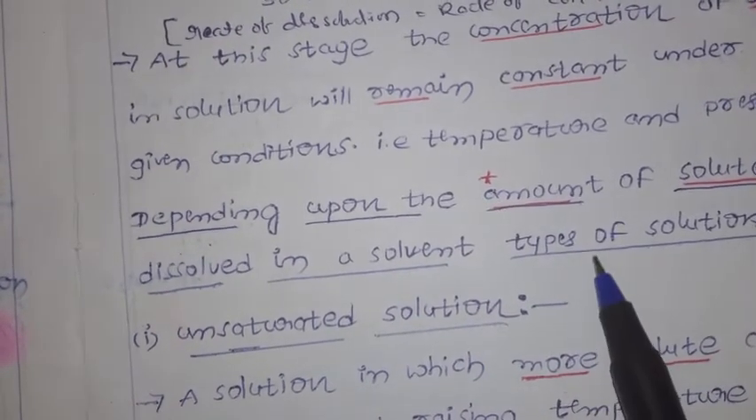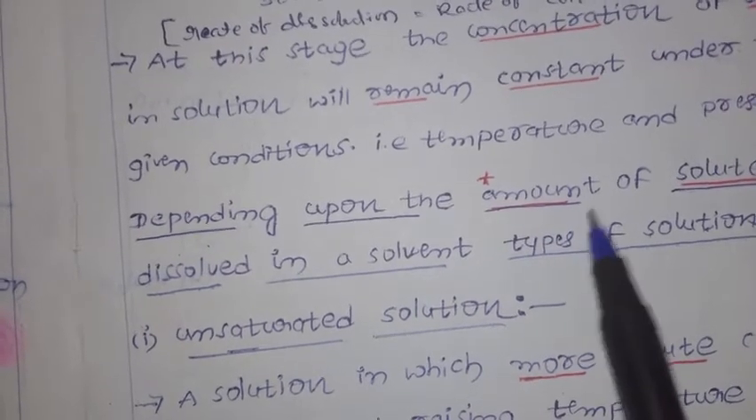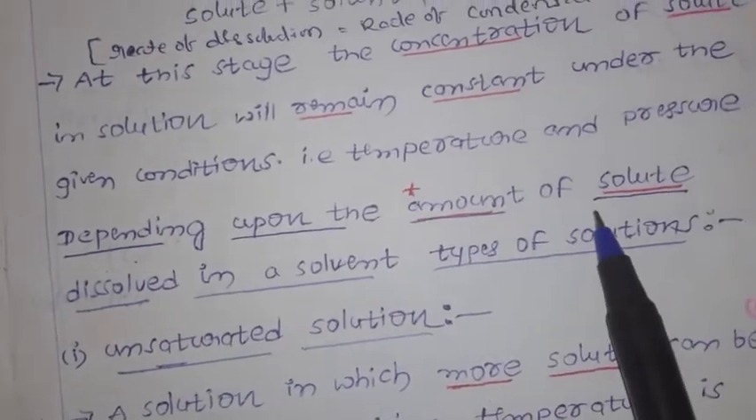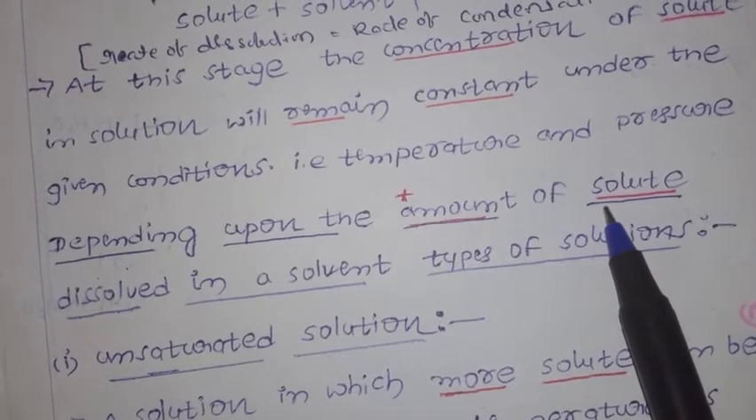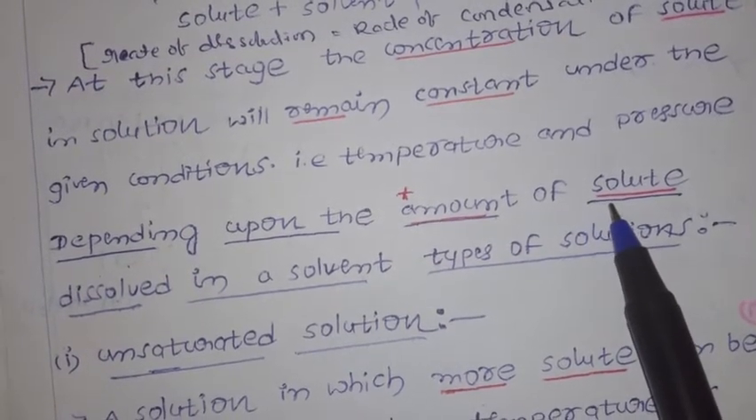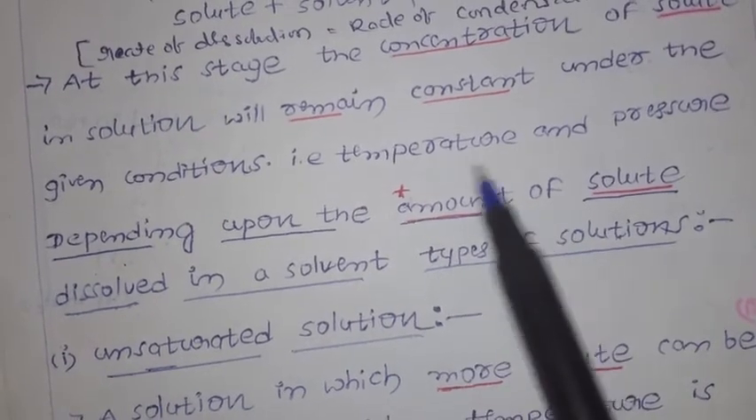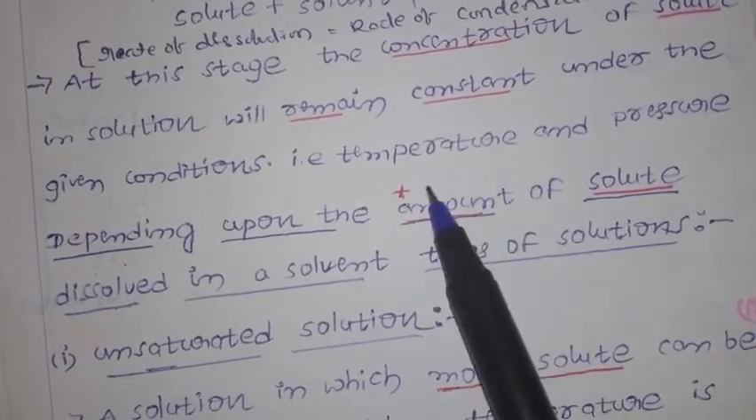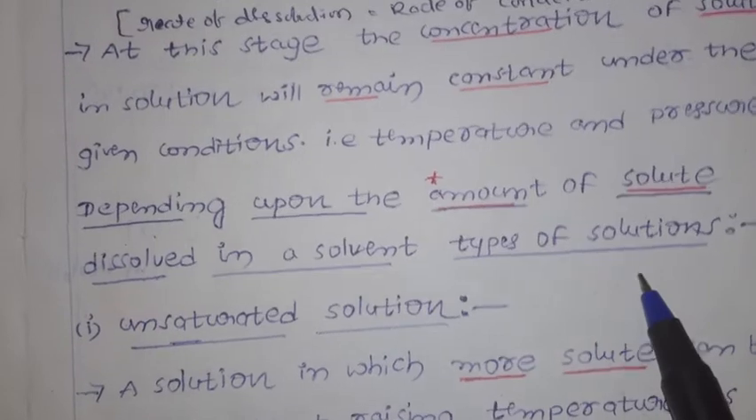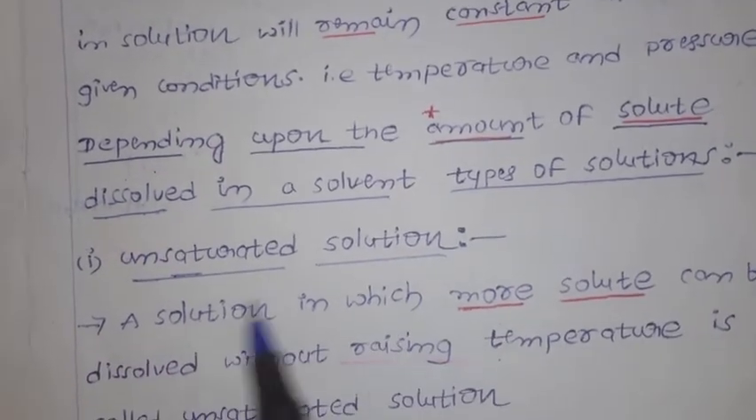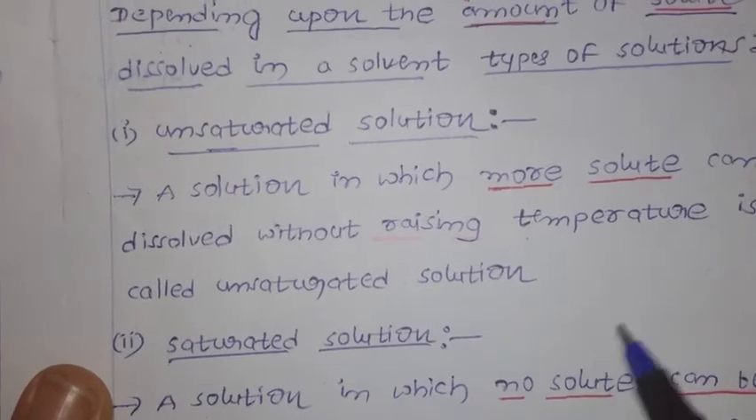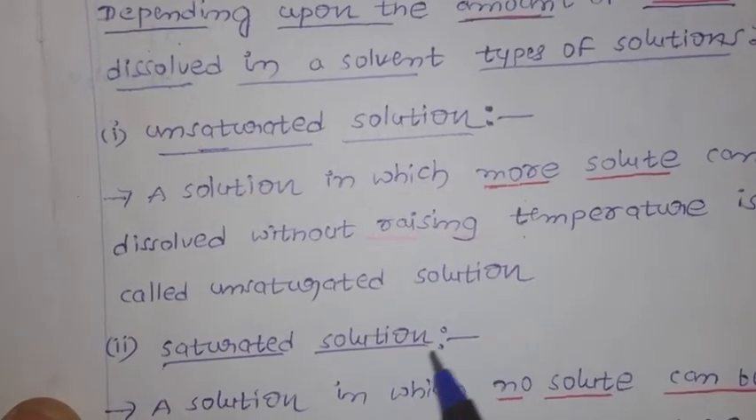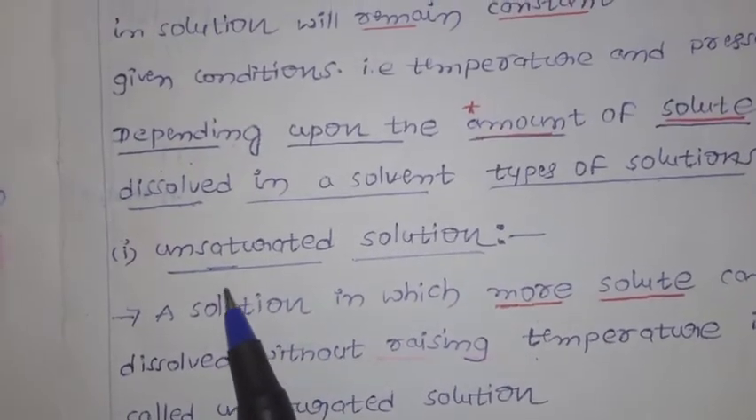So again we have here types of solution, which depend on the amount. In the previous part we discussed the nature of solute, which may be liquid, solid, or gas. But here it is the amount, how much quantity. Here we have the types of solution. First one we have is unsaturated solution. Next we have saturated solution. Third one we have supersaturated solution. Let us discuss one by one now.